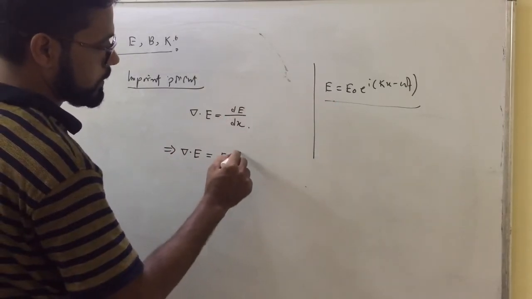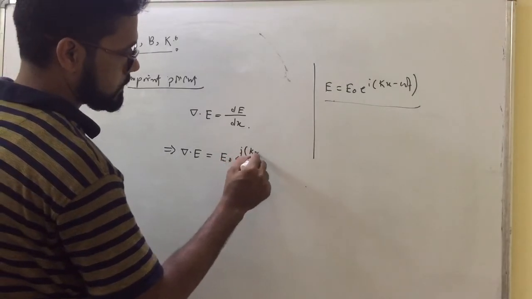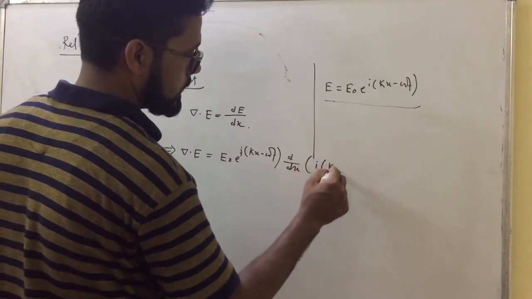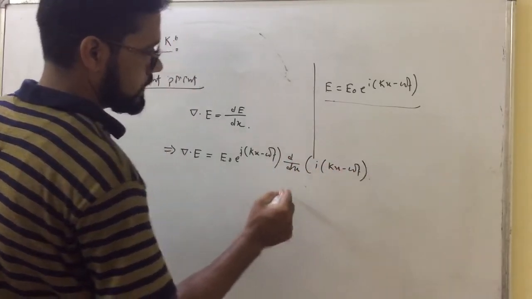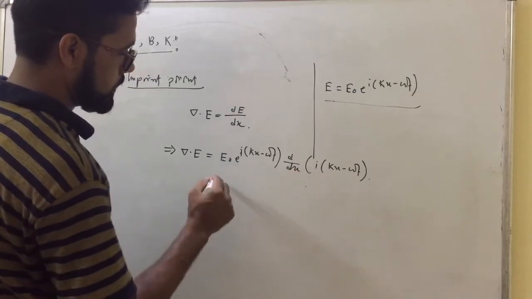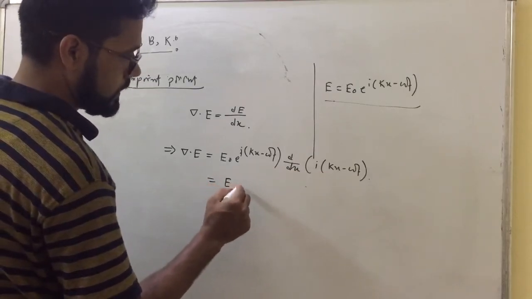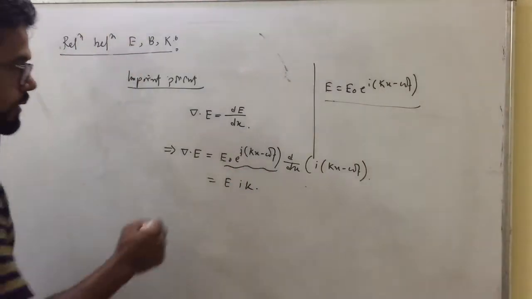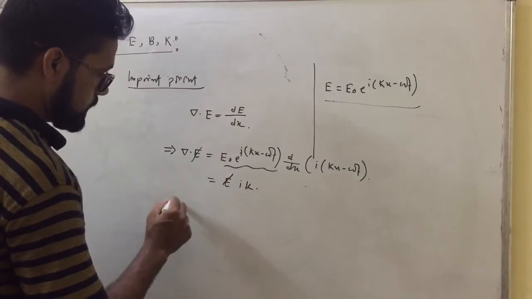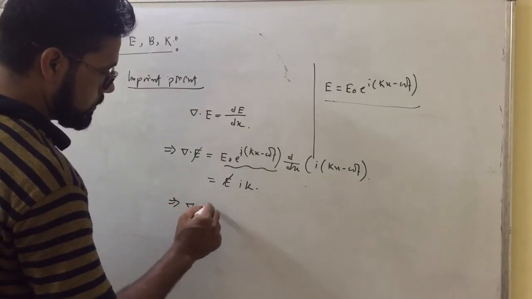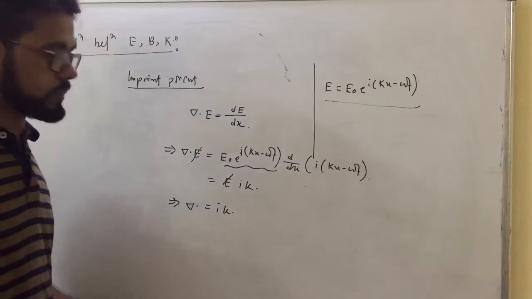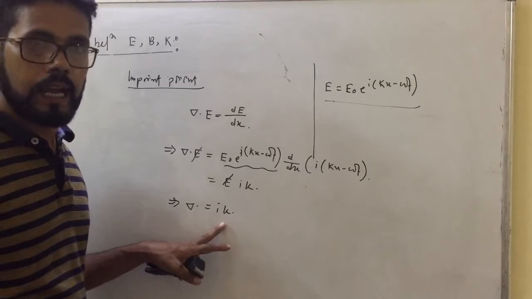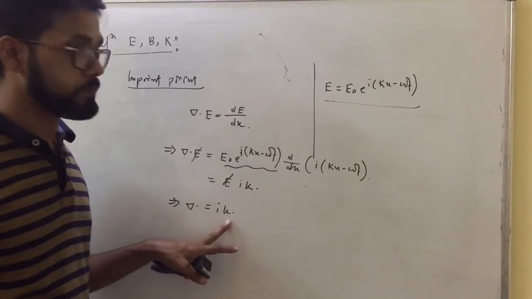E naught e to the power i(kx minus omega t), d by dx. Then it will be ik; this whole term will become e, and ik. If I cancel e, divergence equals ik. Short term, so no need to do anything. Divergence is always replaced by imaginary number i into k vector.